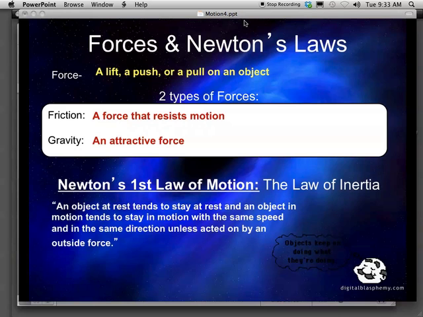All right. So let's talk about Newton's three laws. You're going to have to memorize them. You're going to have to know what they state in the proper order. So Newton's first law is called the law of inertia. The law of inertia is really pretty simple. It says that an object at rest will stay at rest. An object in motion will stay in motion, unless, there's the unless part.